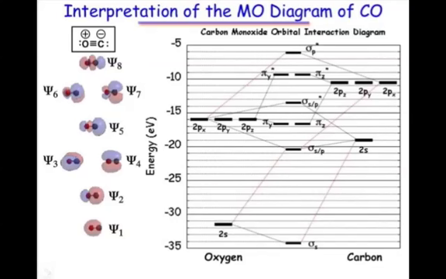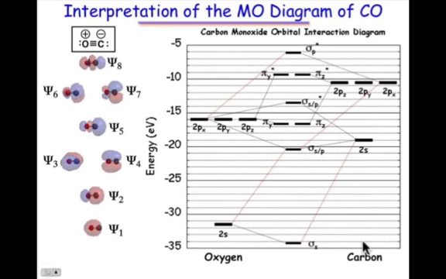In this webcast, we want to interpret the molecular orbital diagram of carbon monoxide. We'd like to make a connection between the Lewis structure, which is shown here, oxygen on the left, carbon on the right, and the molecular orbital diagram over here, again, oxygen on the left, carbon on the right.